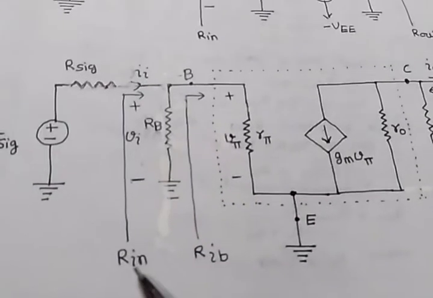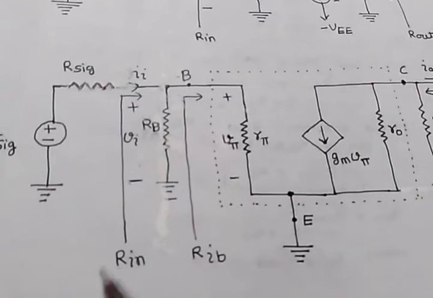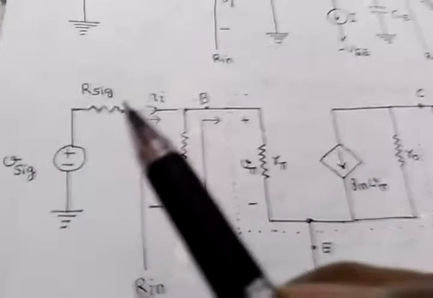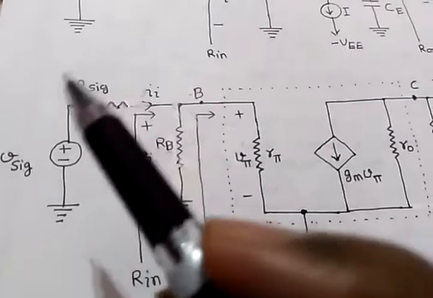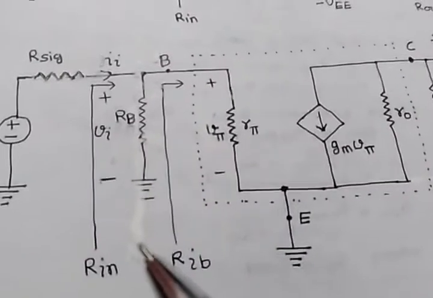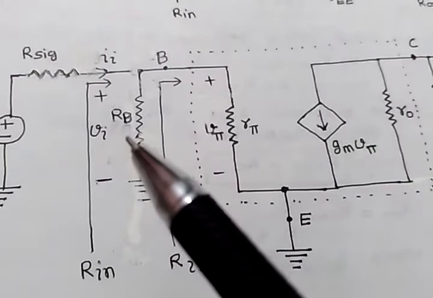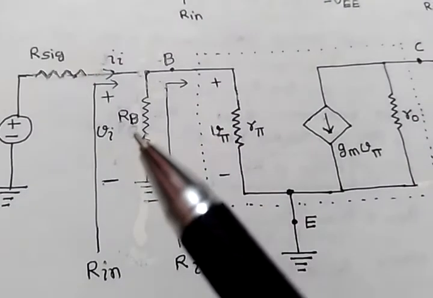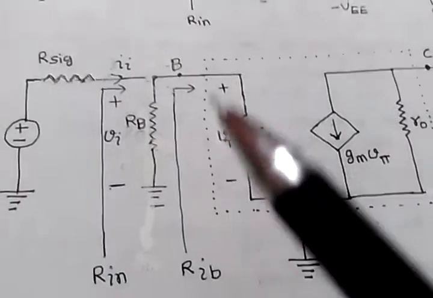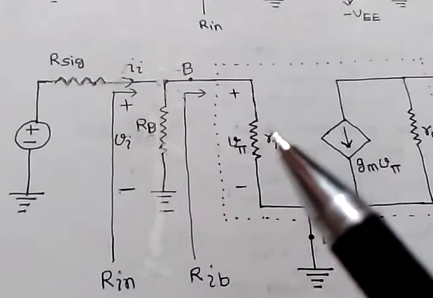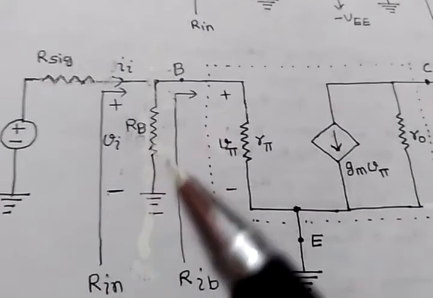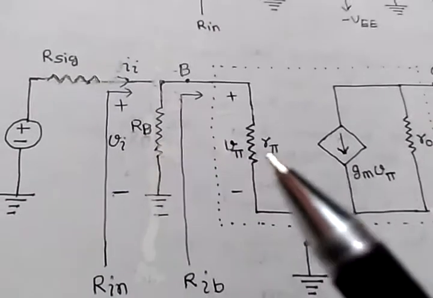Input resistance Rin is the resistance between ground and base of the transistor without considering the resistance of the signal generator, R signal. As shown in the figure, RB and Rπ. RB is the external base resistance, Rπ is the input resistance looking into the base. Both are parallel to each other. So we can write Rin equals RB parallel Rπ.